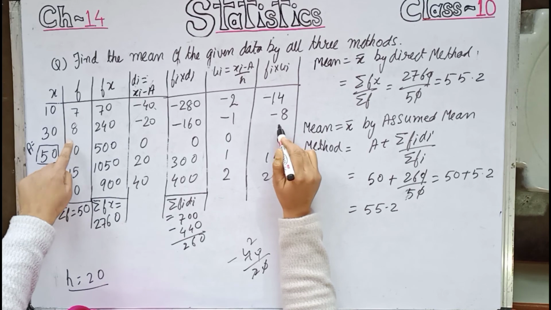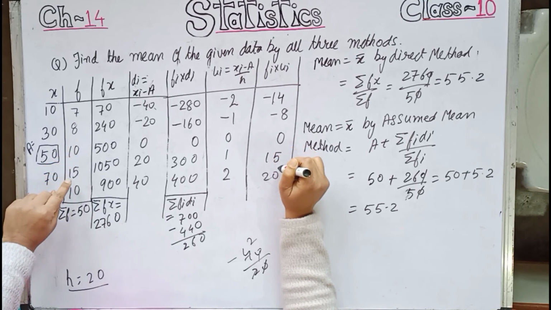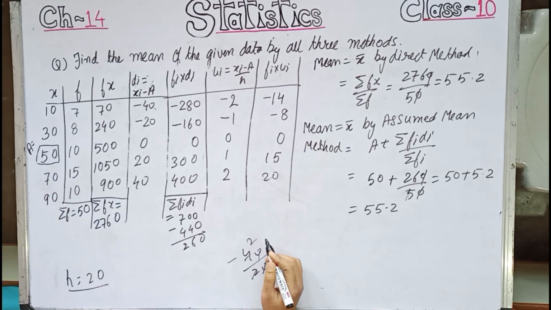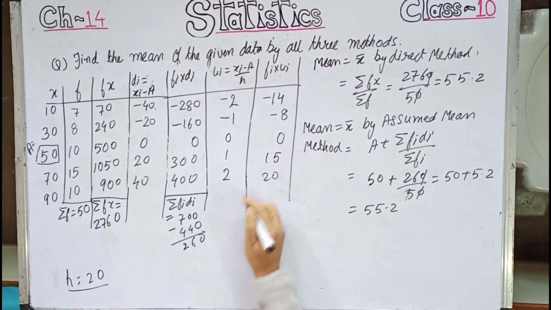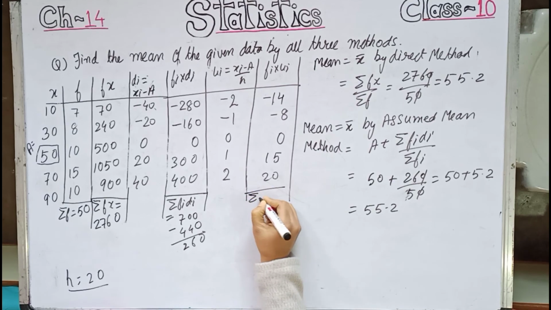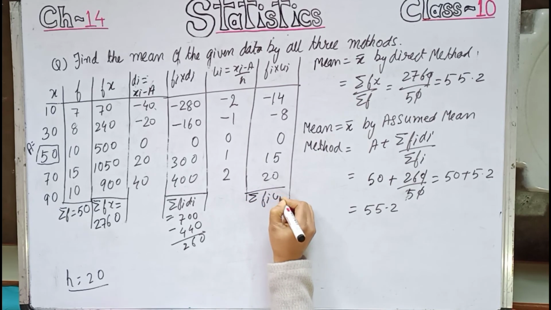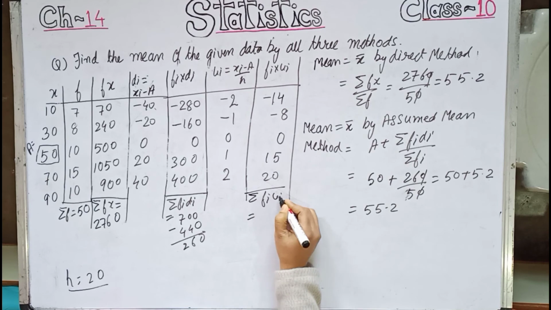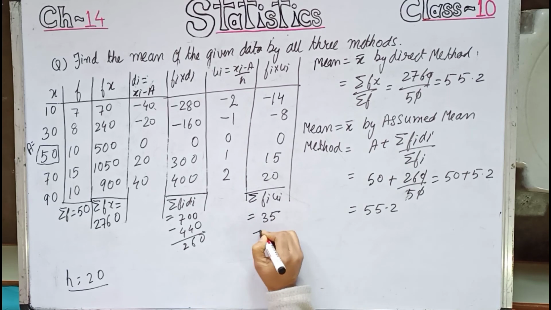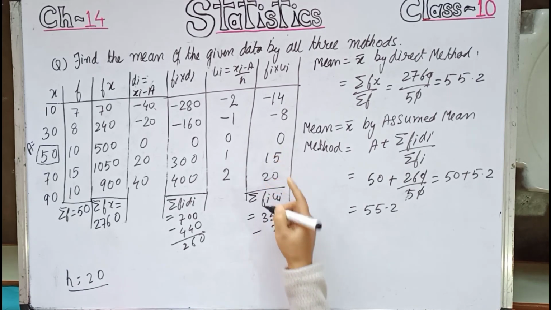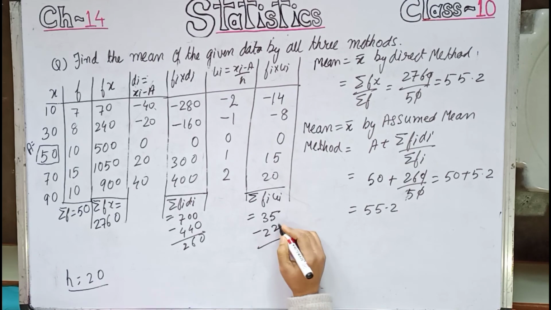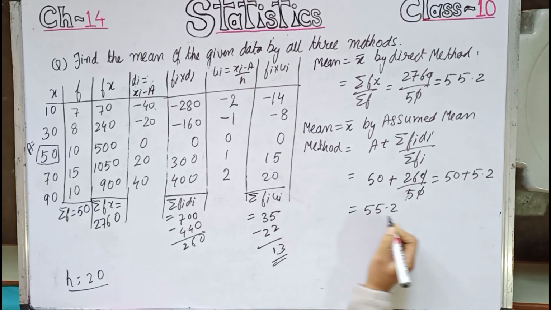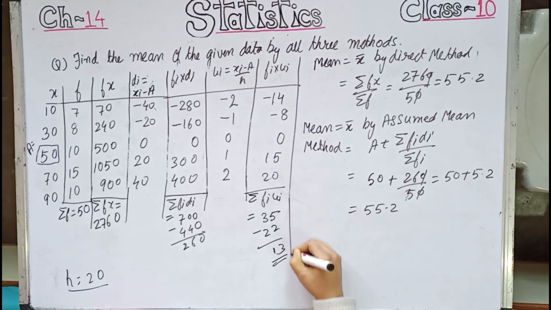Then over here minus 8, 0. Then 15, yes, correct, and 20. Very good. So fi into ui, summation fi into ui we have to calculate. Summation fi into ui will be equal to 35 minus 22. So 3, and over here 3 minus 2 is 1. So 13. So summation fi into ui is 13.